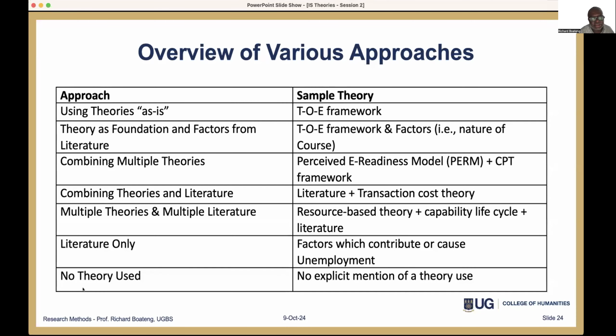Now I've brought it here, and let's look at it. When I'm applying theories, I can look at them as a foundation and factors from the literature: combining multiple theories, combining theories and literature, combining multiple theories and multiple literature, and then literature only, where no theory is used. So, which of them will I use in my work?